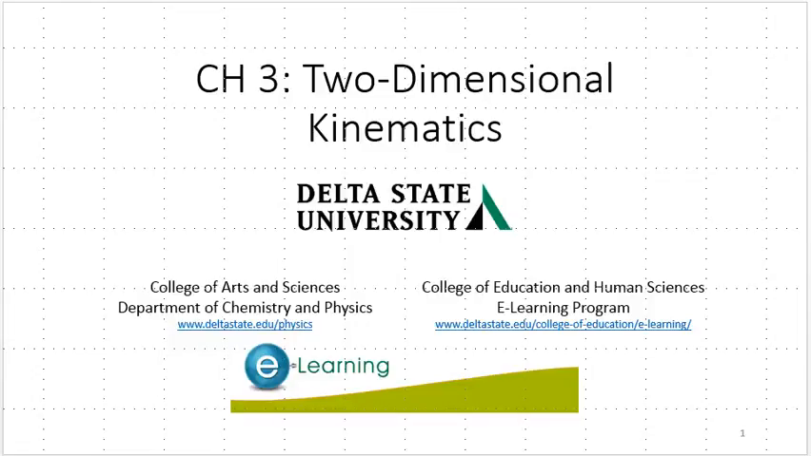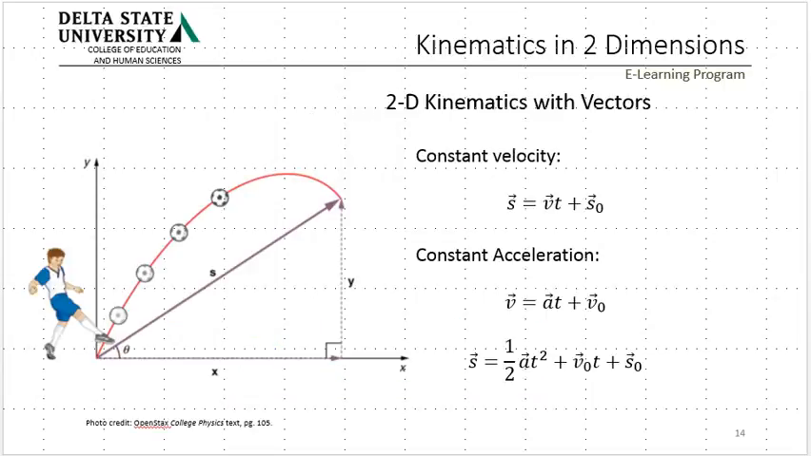All right, we're in chapter 3, two-dimensional kinematics, and we're finally going to start talking about two-dimensional kinematics. So you kick a ball, right? You've got some arc that the ball goes through, and there is a vector that describes your displacement all along that arc. And you'll notice that vector points at different places at different times, depending on where the ball is.